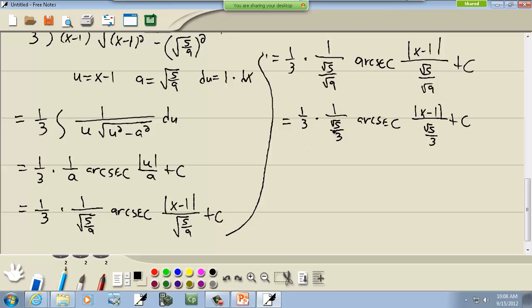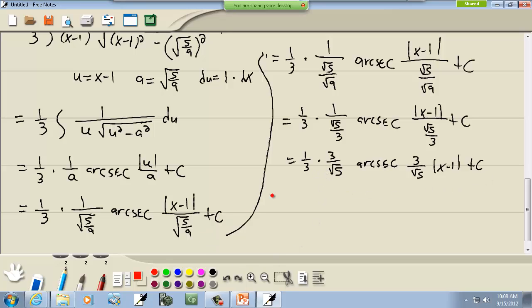Now here I've got a single fraction downstairs, so we'll flip it and multiply it times your top part. So that becomes 3 over the square root of 5. Arcsecant, do the same thing here. So this becomes 3 over the square root of 5, absolute value of x minus 1, plus c.